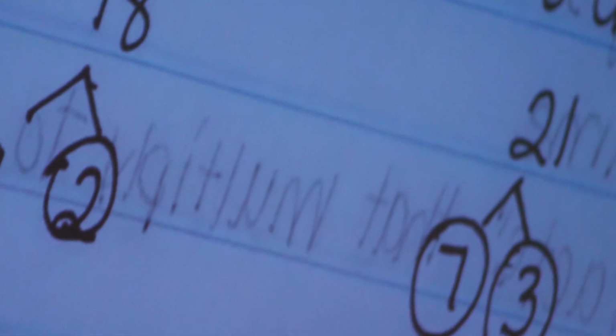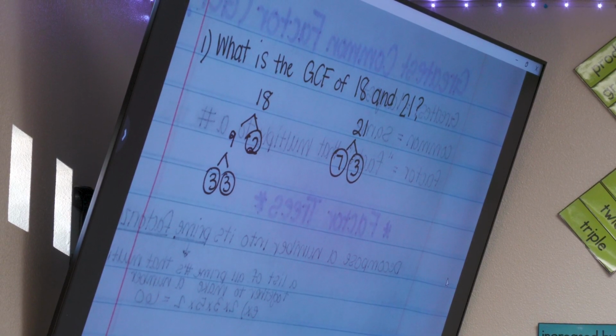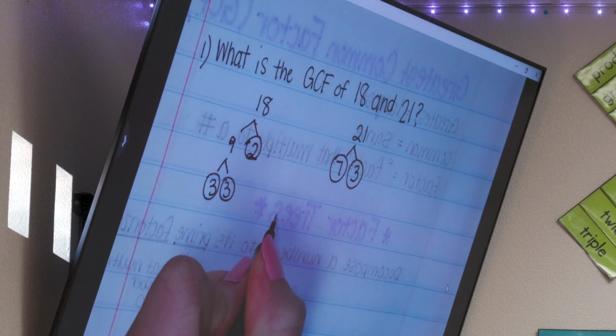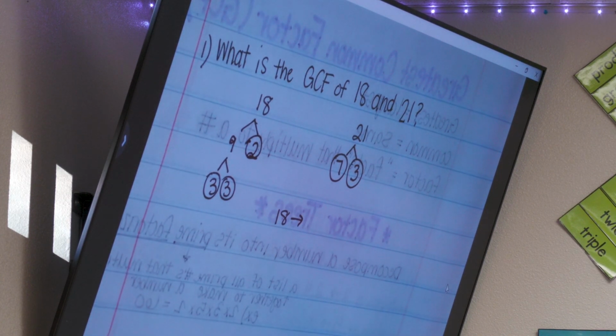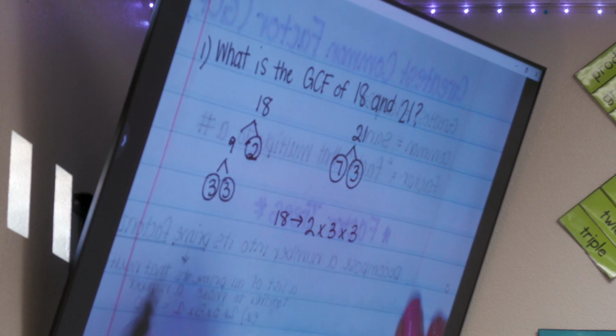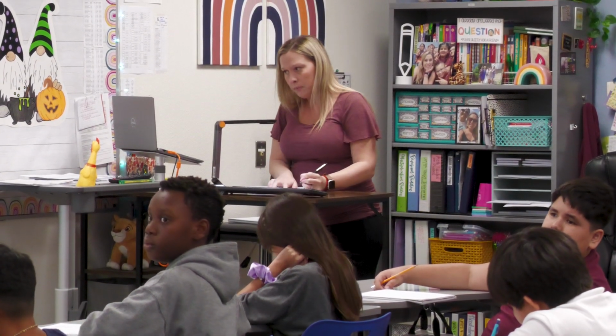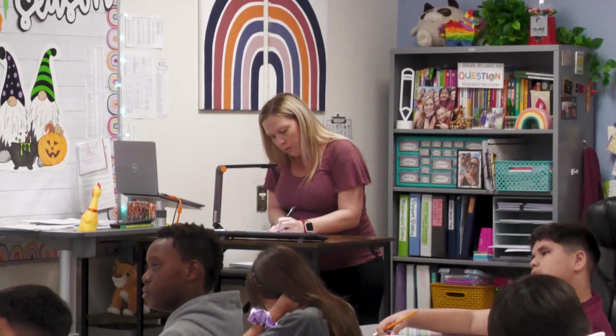So my first step when I'm finding the GCF, make the factor trees. My second step, write out the prime factorization of each. So for 18, what is it? 2 times 3 times 3. I love that Genesis started with the 2. I like to start small and put them in order, and you'll see why. Then right underneath it, I list 21. And that was 3 times 7. All I did so far was make those factor trees and write out the prime factorization.